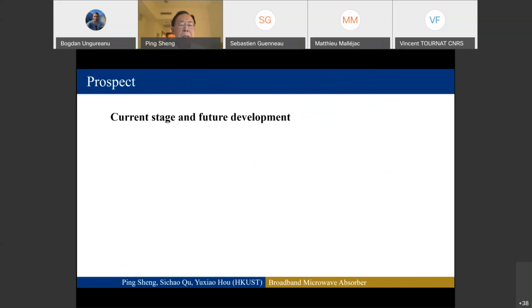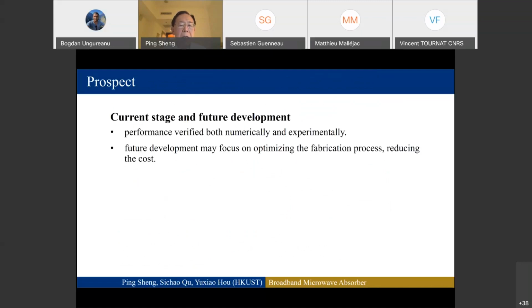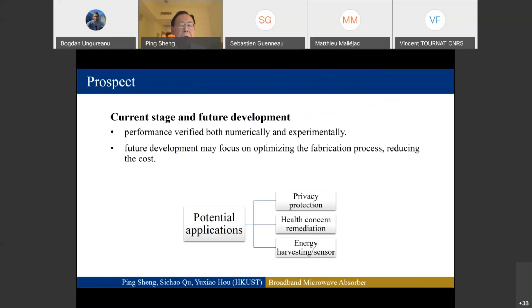So the prospect is that at the current stage, we have verified the performance both numerically and experimentally, and further development may focus on optimizing the fabrication process and reducing the cost. And we see the potential application in privacy protection, health concern remediation, and even energy harvesting or sensing. Why do I say that? Because by using a metallic ring, we have currents. And when we have currents, we can do something with sensing or energy harvesting. For example, it's very difficult to energy harvest from the microwave foam. But by using a metallic ring, we have currents. And once you have currents, you can do something like that. Yeah, you can have a sensor and things like that.